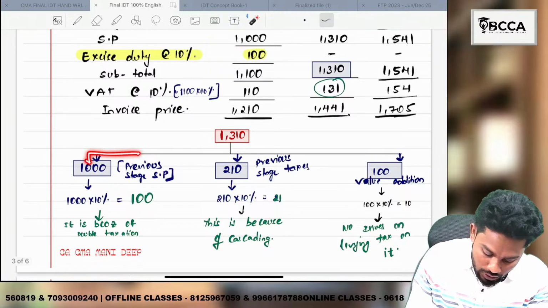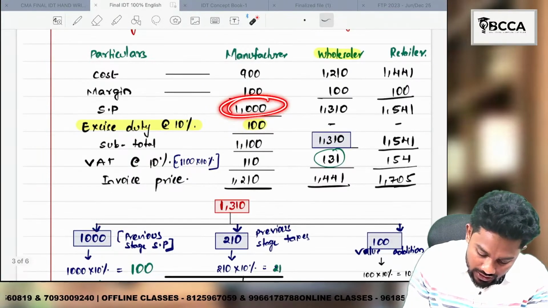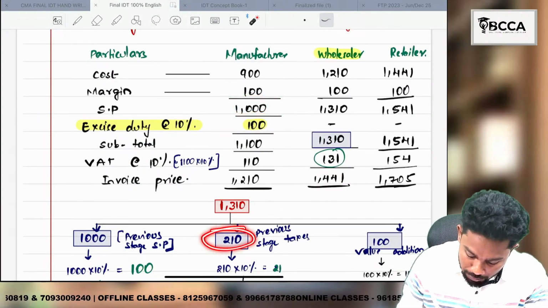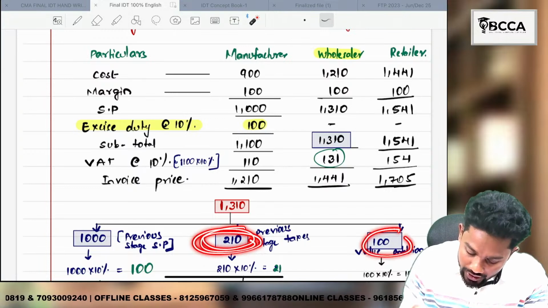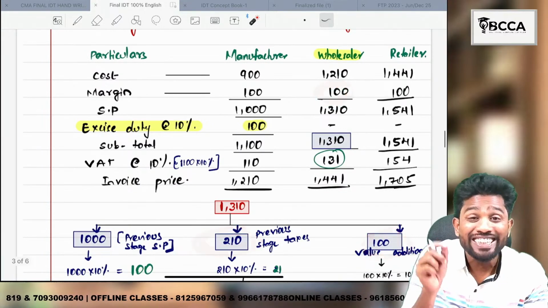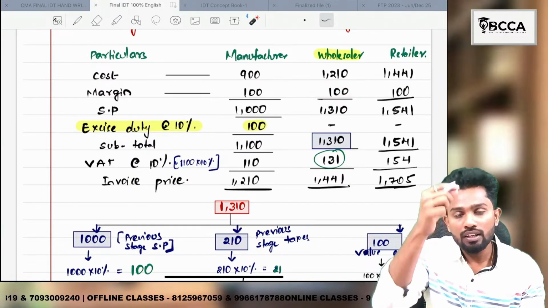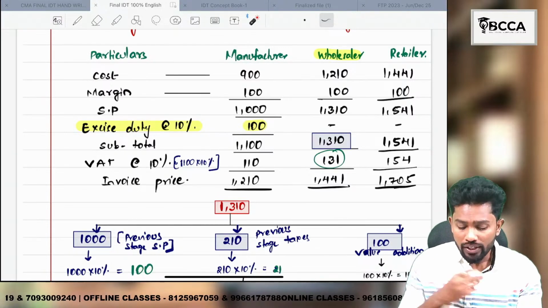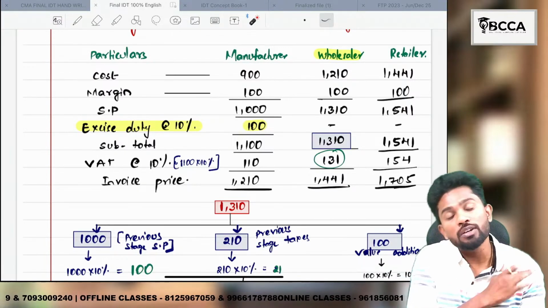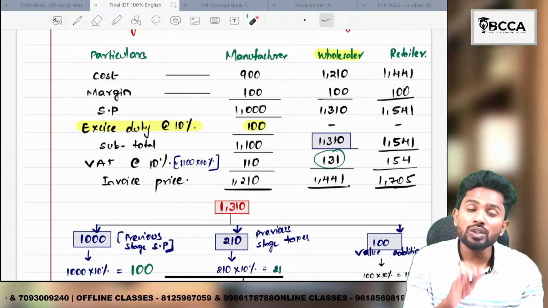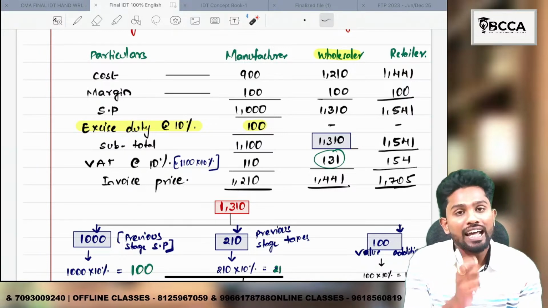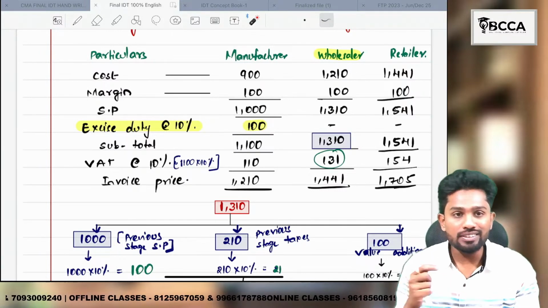Out of this, 1000 rupees is nothing but the previous stage selling price. The other 210 is the previous stage taxes. 100 alone is the valuation which I have made at this particular level. So out of 1310, 1000 is the previous stage selling price, 210 is the previous stage tax value, and 100 is the valuation.